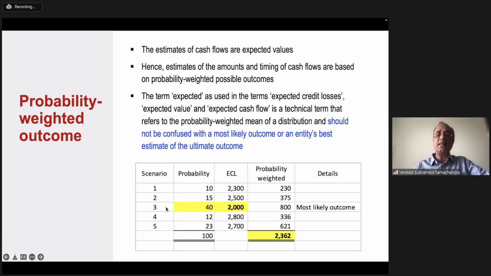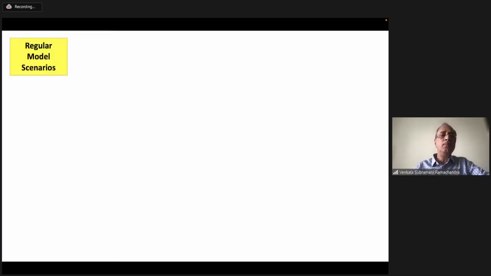Now, as far as US GAAP is concerned, under US GAAP, 2,000 will be taken as the ECL, because what is required is the most likely outcome. Here what is required is the probability weighted outcome. Just to tell you the difference between these two. Okay. Now let us look at these model scenarios, how it spans out.